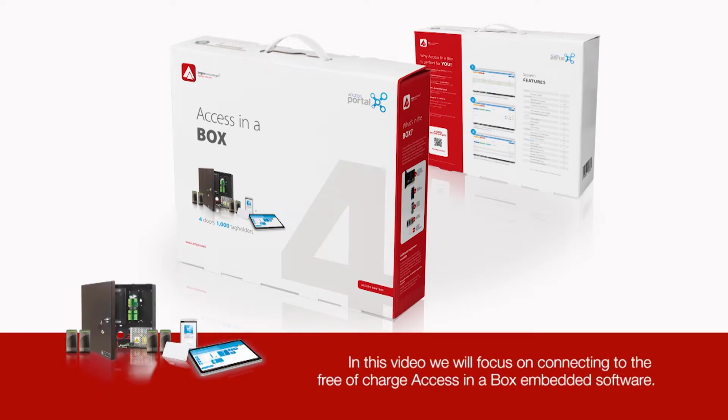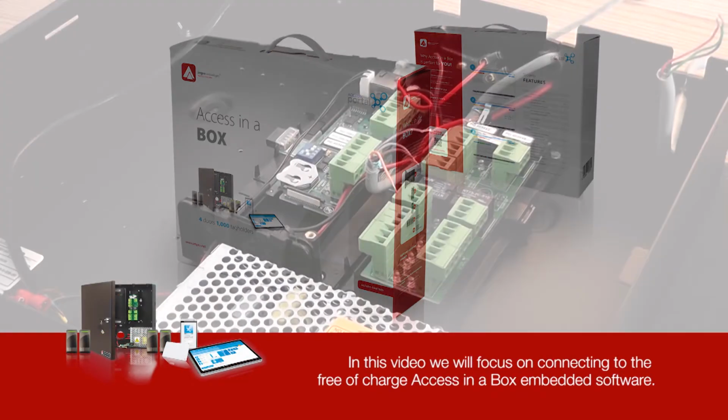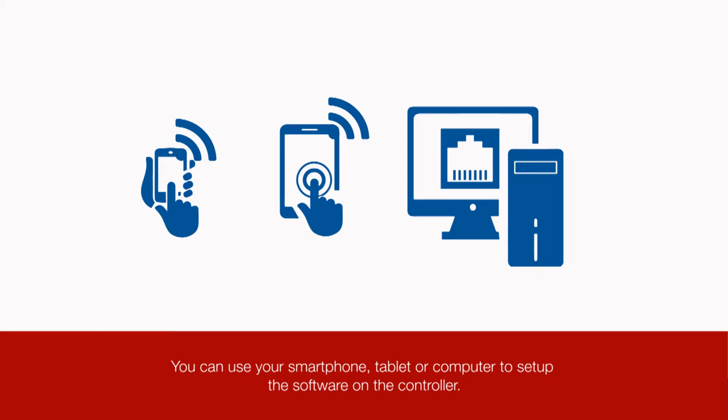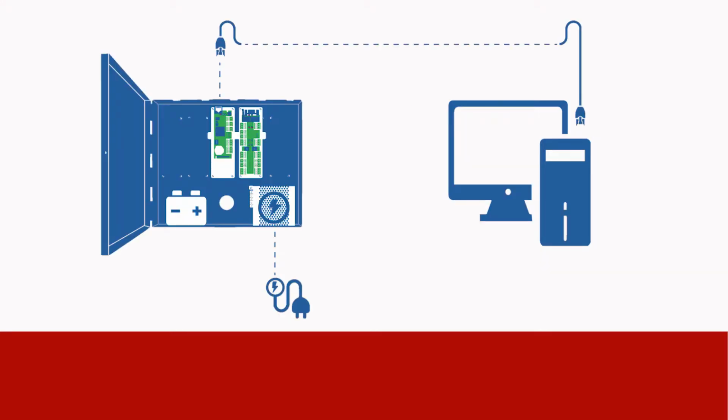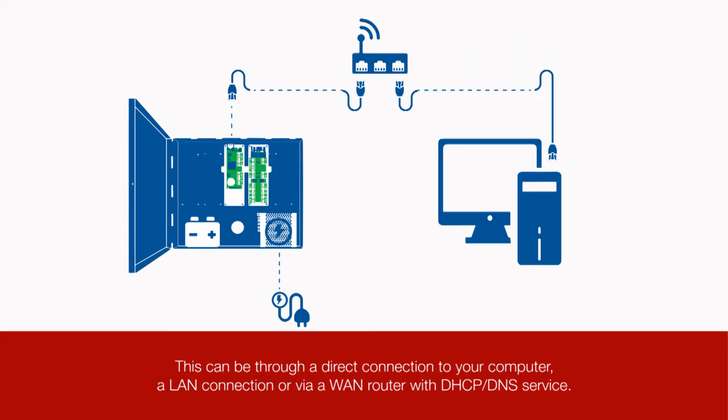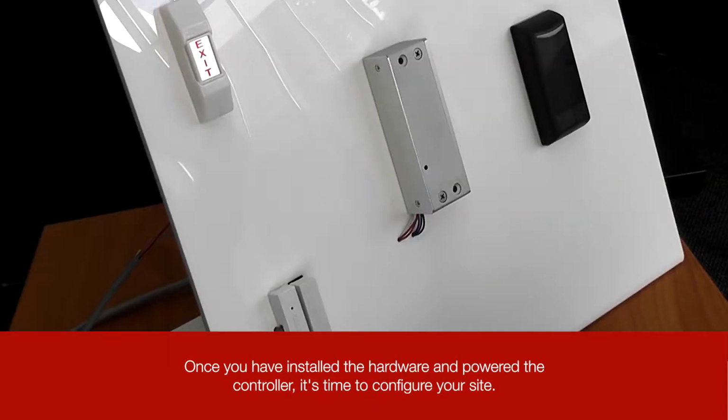In this video, we will focus on connecting to the free of charge Access in a Box embedded software. You can use your smartphone, tablet, or computer to set up the software on the controller. This can be through a direct connection to your computer, a LAN connection, or via a WAN router with DHCP and DNS service. Once you have installed the hardware and powered the controller, it's time to configure your site.